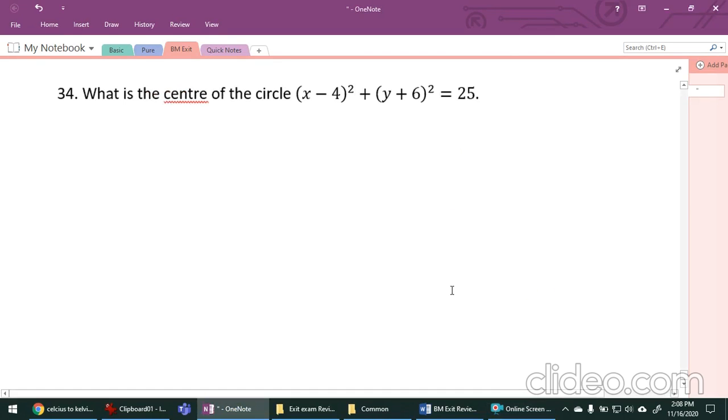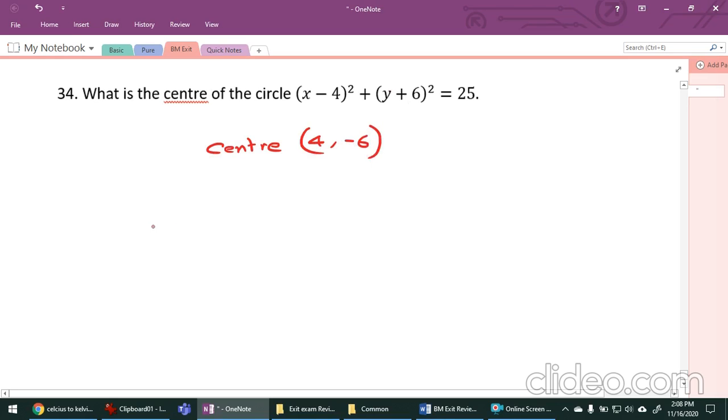Question number 34: what is the center of the circle? Markaz. (x minus 4) whole square plus (y plus 6) whole square equal to 25. It is very easy. What you have to do is, if it is minus 4 here, you should take plus 4. If it is plus 6 here, you should take minus 6. So this is the center, (4, -6).